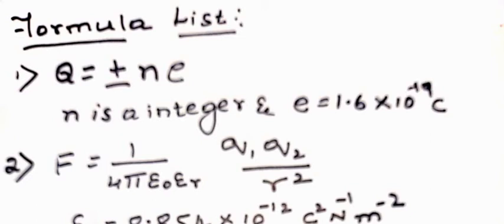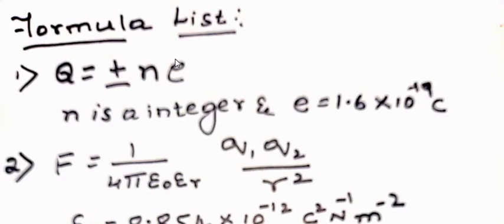Students, today we shall look into some of the MCQs on electric charge. First, we shall recall the formula list that we had learnt in the electric charges and fields chapter. Q is plus or minus n into e, where n is an integer, e is the fundamental value of charge, that is the charge on a proton or an electron.